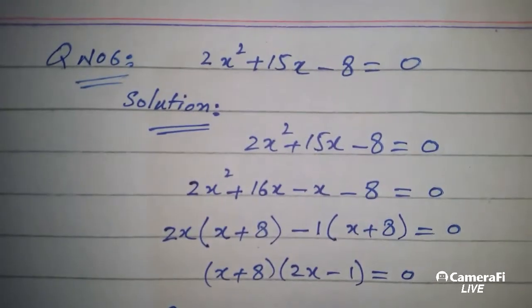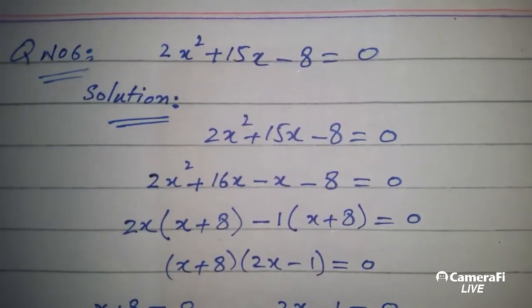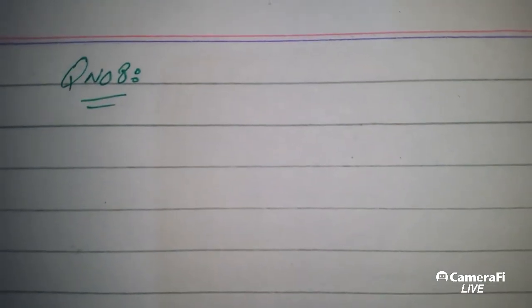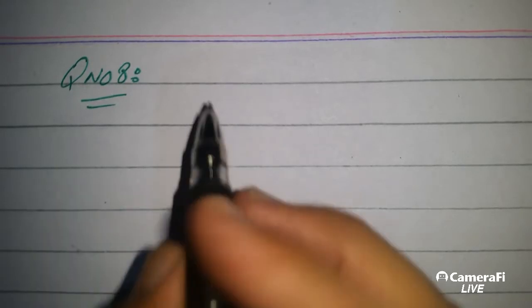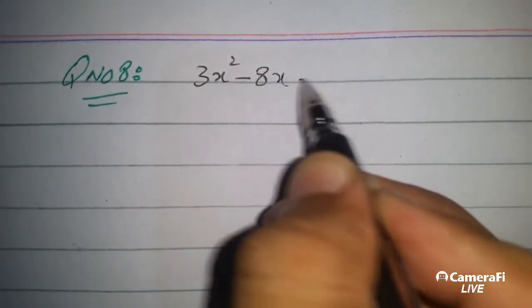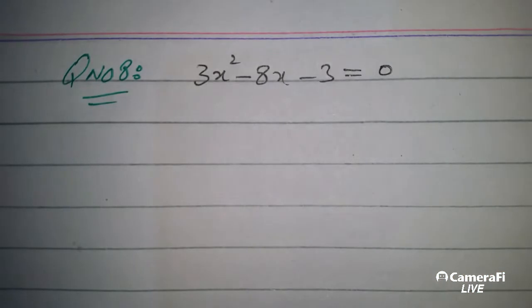In the previous lecture, I had actually explained the whole phenomena in quite detail. So here I am just going through the questions. Question number 8. And the question is 3x square minus 8x minus 3 equals to 0.